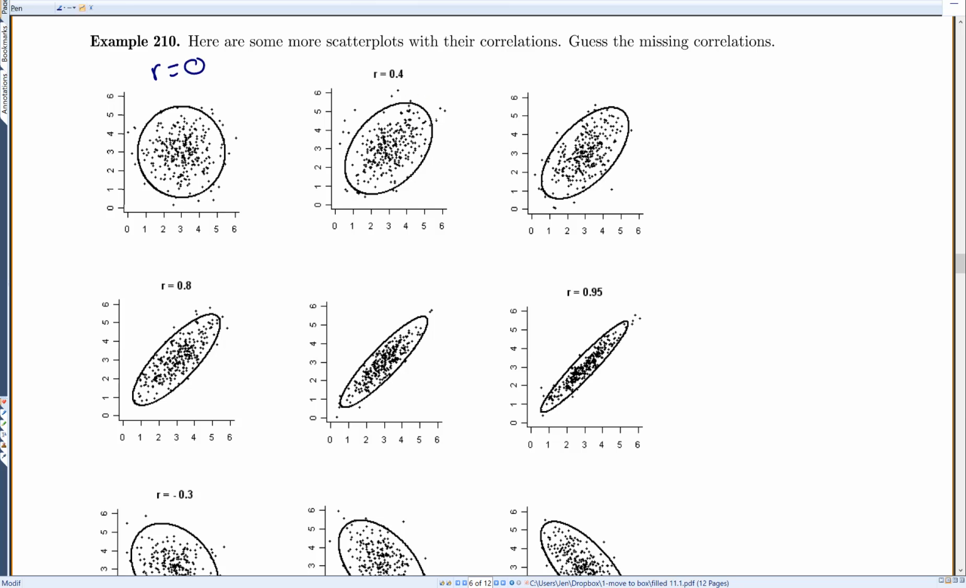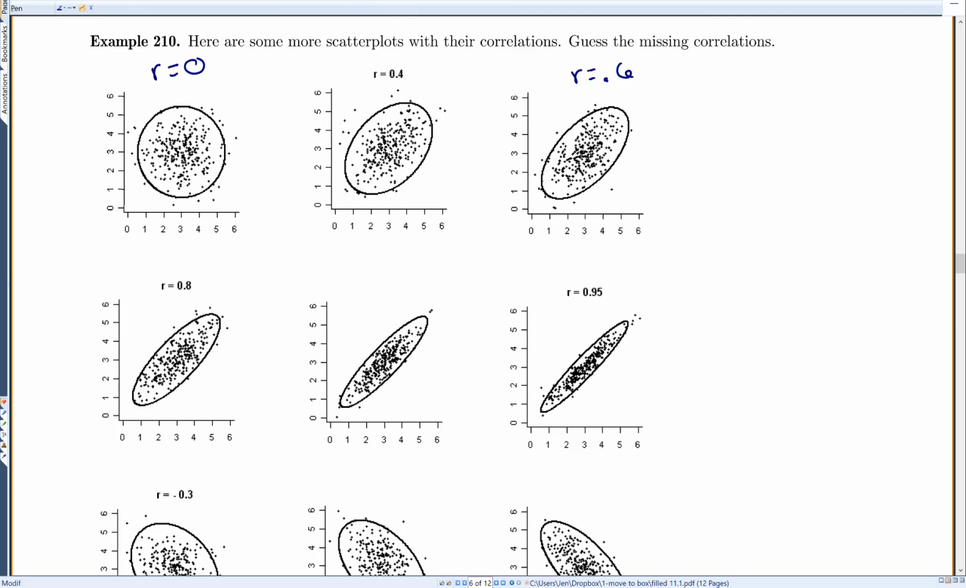This one has a number written in for us. This is a correlation of 0.4. So our football's still pretty fat. We're pretty randomly scattered. Okay. If I need to figure out this one, but notice this one says 0.8. So I know that this one has to be between 0.4 and 0.8. So I'm going to guess, and I can tell you because I have it written down, that my correlation is 0.6. Okay.